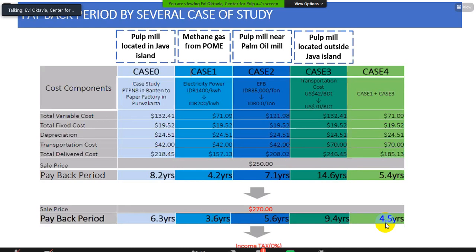And then how about if we set income tax to zero? This model is the first model if we get help from the Ministry of Environment. And we will get a good payback period of around 3.6 years.